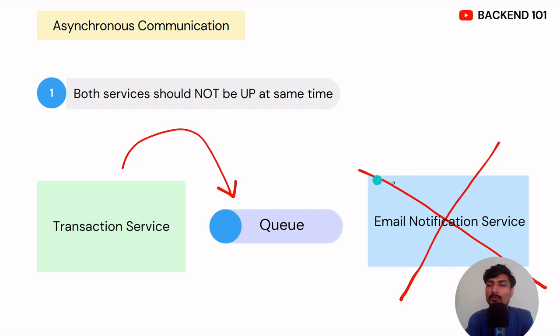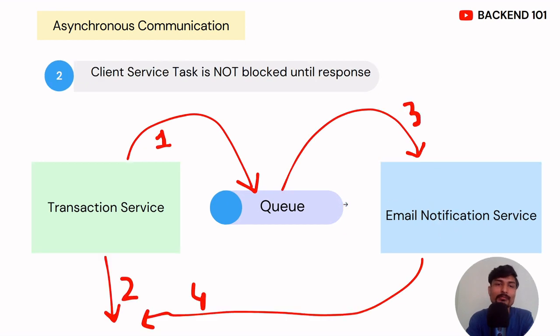So let's say the email notification service is down. What will happen? The transaction service will write its message to the queue, and whenever the email notification service is up, it will take that message from the queue. The message is not lost, unlike in synchronous communication.